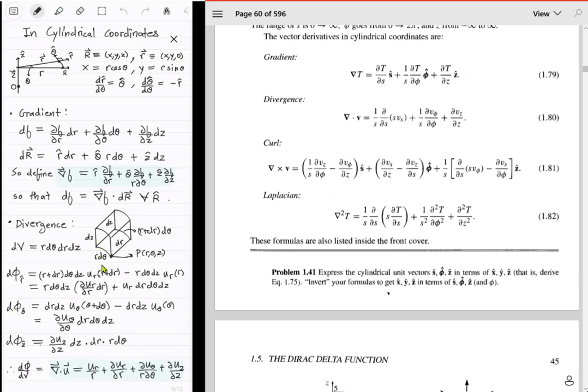This would be with radius small r plus dr. That's why this arc length is just small r plus dr, that times d theta. This thing is dz, right? So it's like a prism of this weird base. So what's the flux because of these two surfaces?